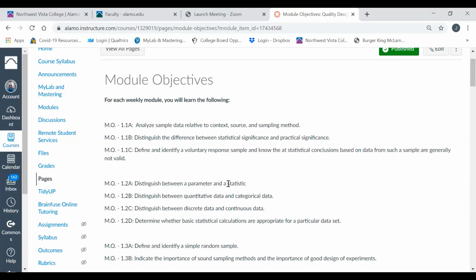The overall Canvas course that I redesigned is more organized. It's set up to be more student friendly, and that's the main goal of this upgrade, to help our students become successful and to make it more friendly.